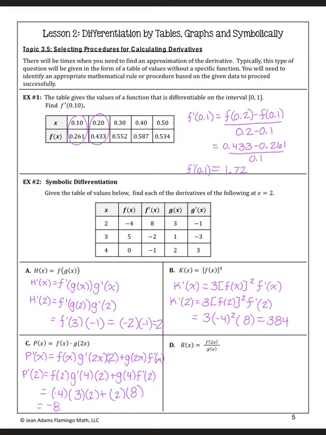Our last one here is a combination of quotient rule and chain rule. So if I wanted r prime, remember quotient rule, it's low, d high, so the derivative of the top, that's where the chain rule would come in, minus high, d low, so I'd have g prime of x, and it is over low squared.